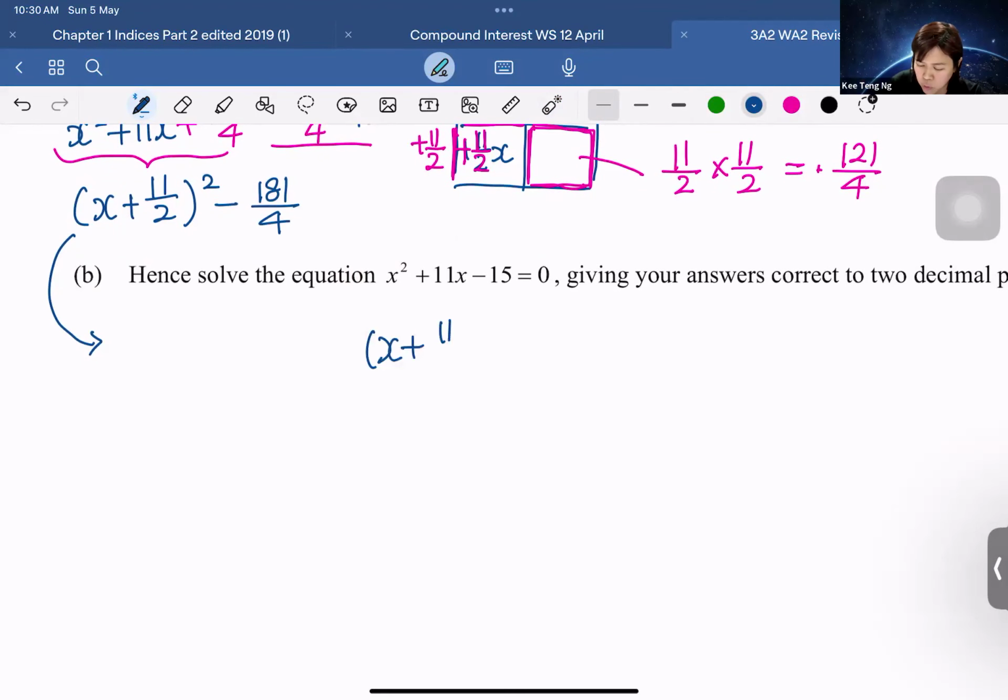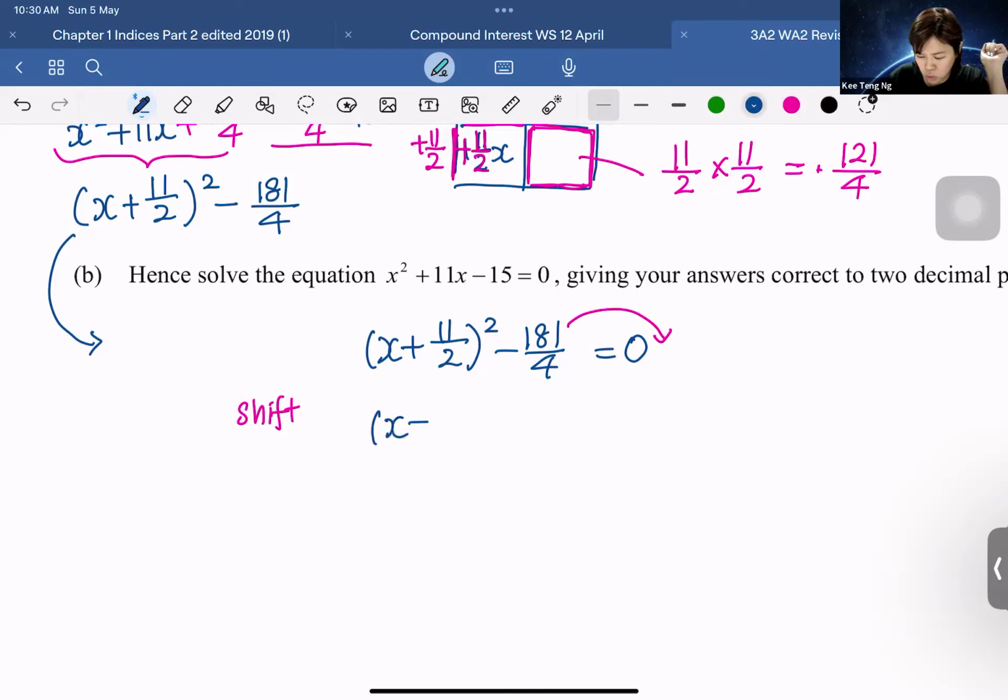x plus 11 over 2 squared minus 181 over 4 equals 0. Then let us apply our steps. Shift, take square root with 2 answers, then shift again, then we get our answers for x, then find x, right? So first part, shift this number over here, and we get x plus 11 over 2 squared equals 181 over 4. Then after that, take square root, plus or minus with 2 answers, and the square will be gone.